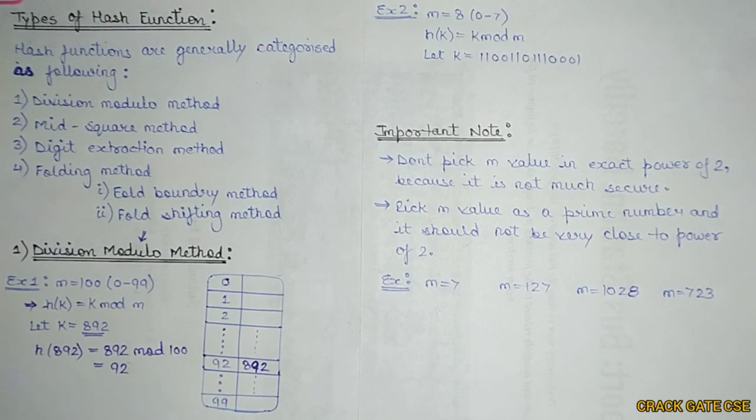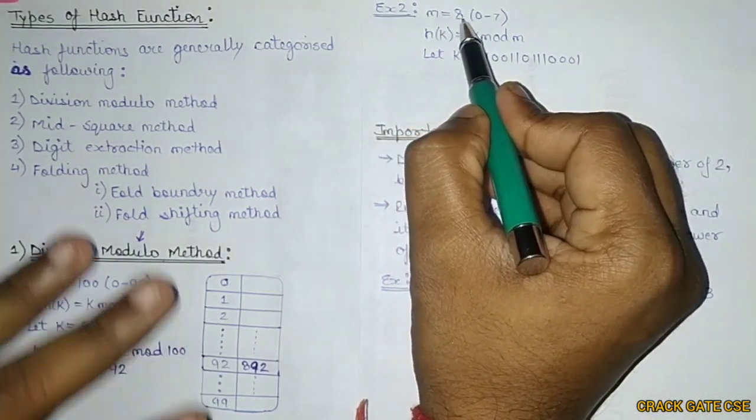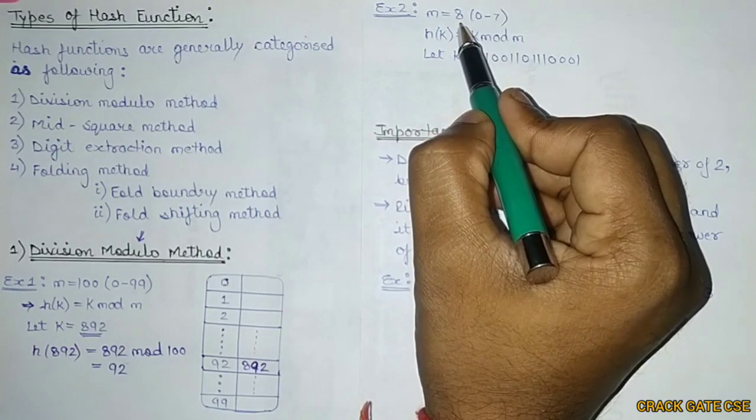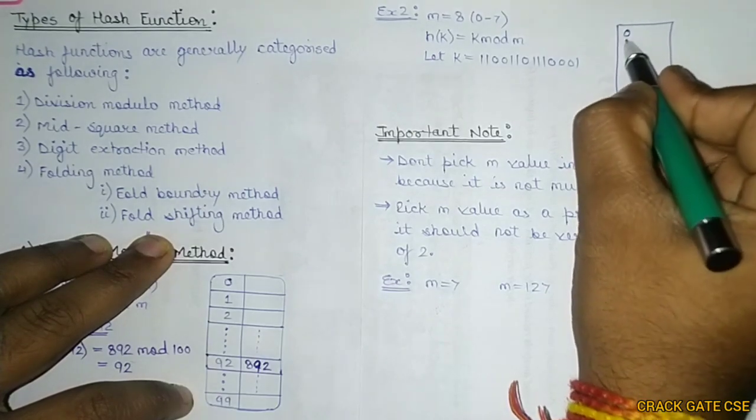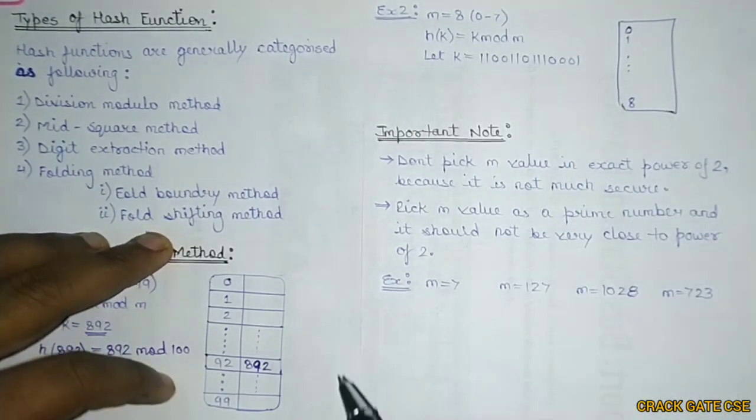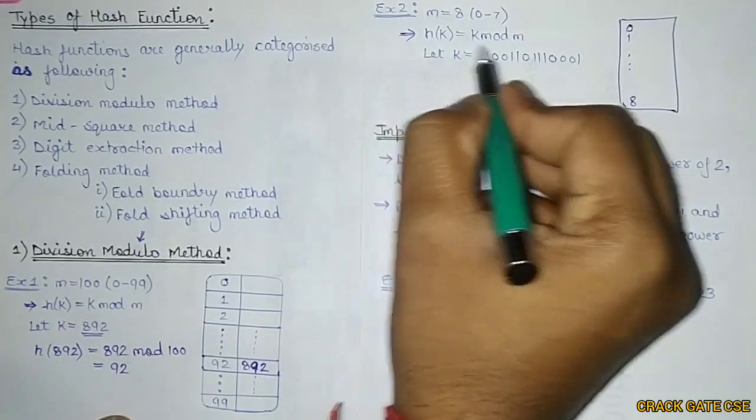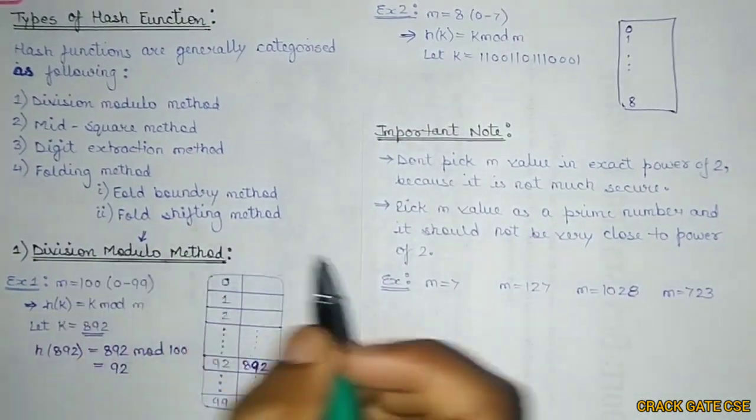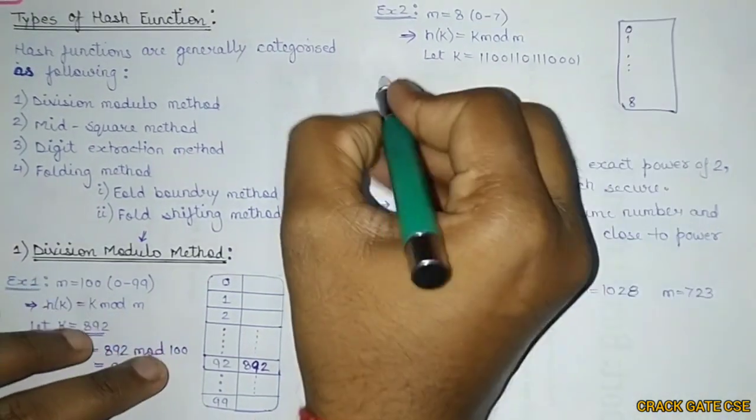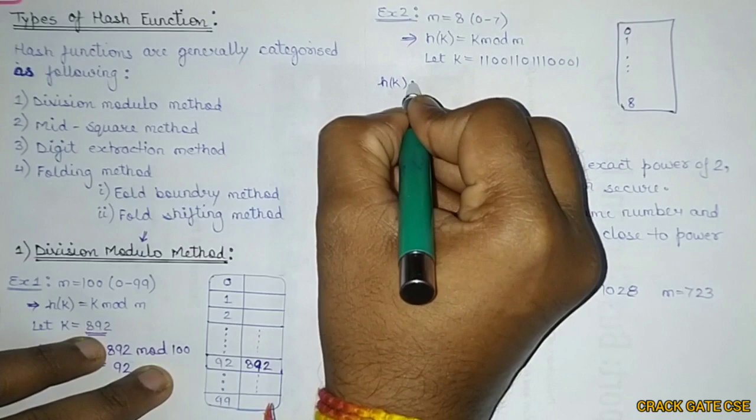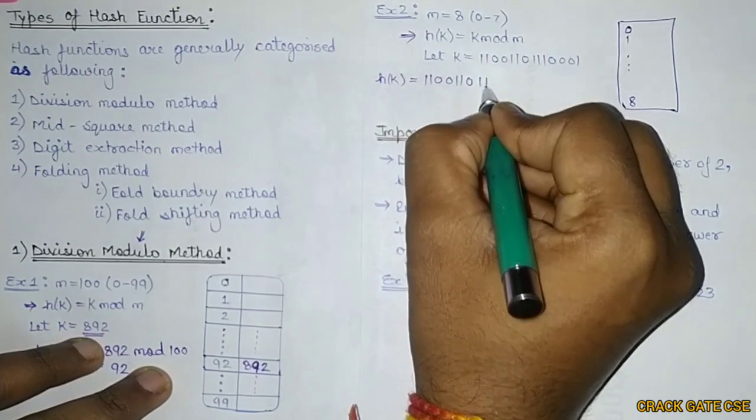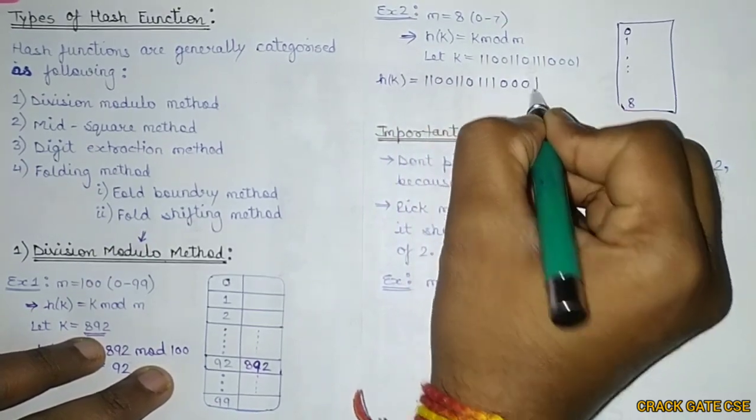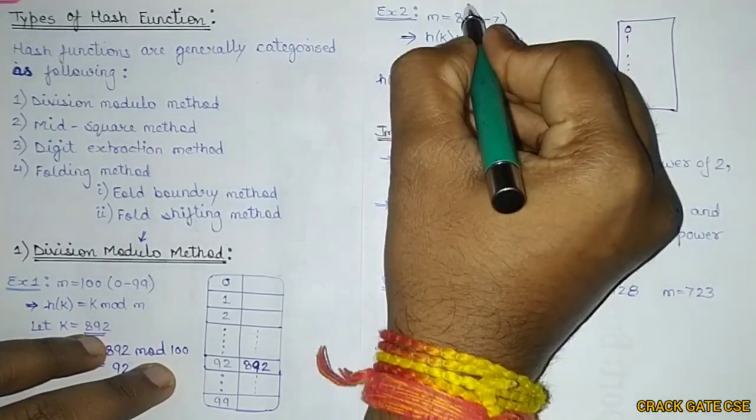But if the key is given in the binary form, then how can you do it? See, here I am having m as 8. That means the size of the particular hash table is 8. So let me take a hash table of size 8, right? Now the function is k mod m because it is division modulo method, and this key is given. So if you have to find out h of k, how can you do it? Just take this key 1100110110001. See, this one is in binary form, it is in decimal form.